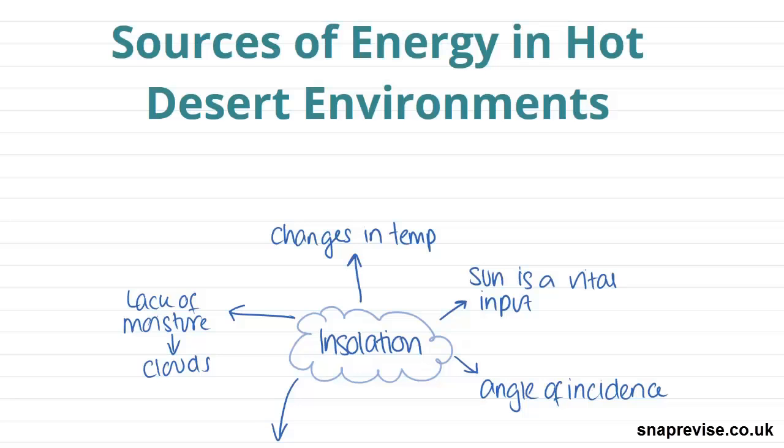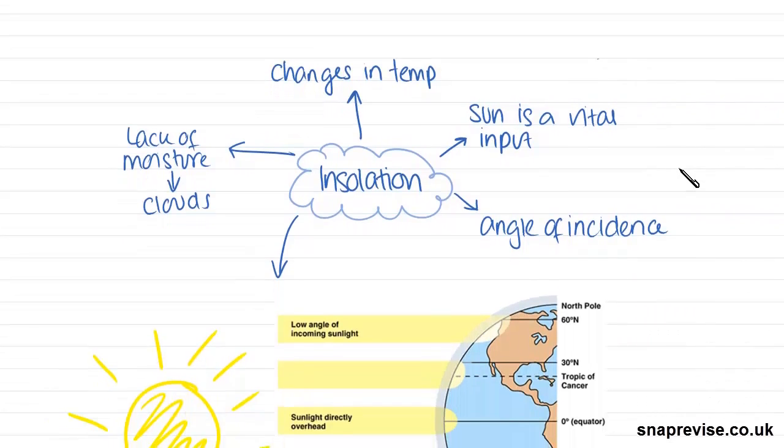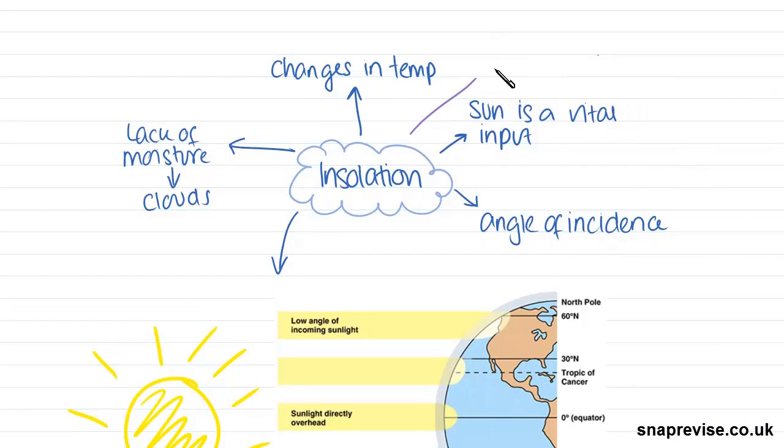First of all, we're going to look at the sources of energy in desert because these are what drive processes like erosion and deposition and transportation. So our first one is insolation, and this simply means solar energy. And we've learned about this a lot before.